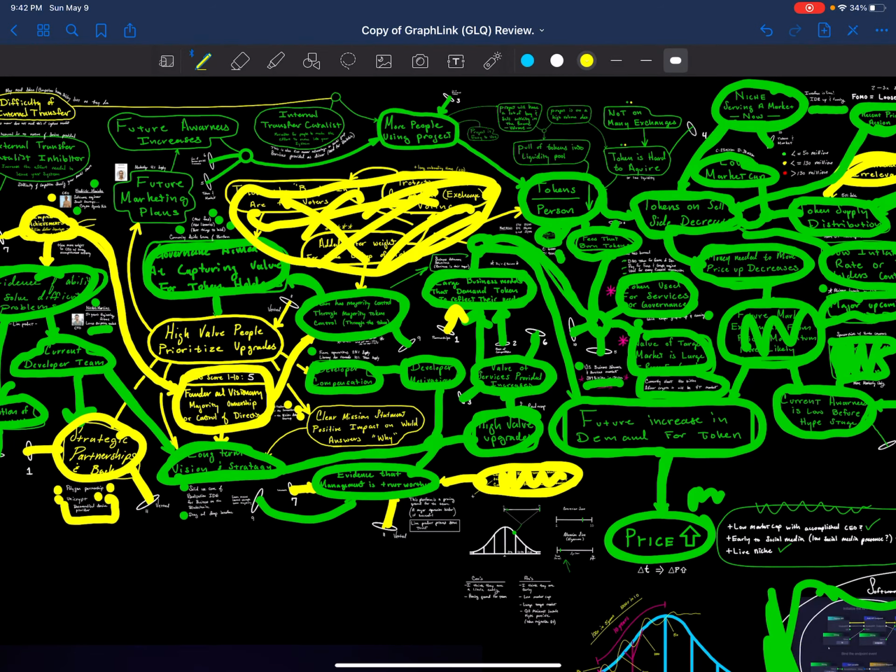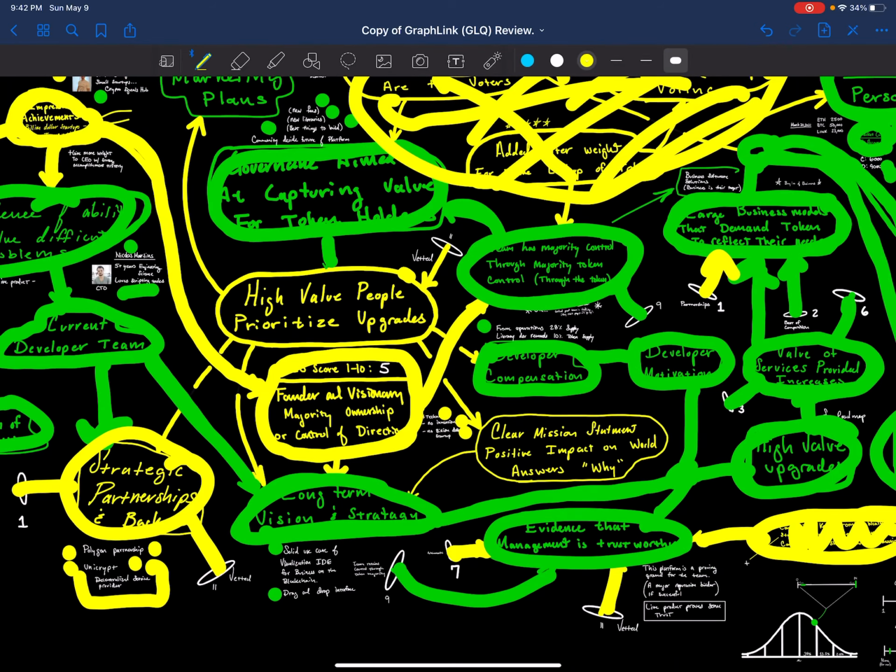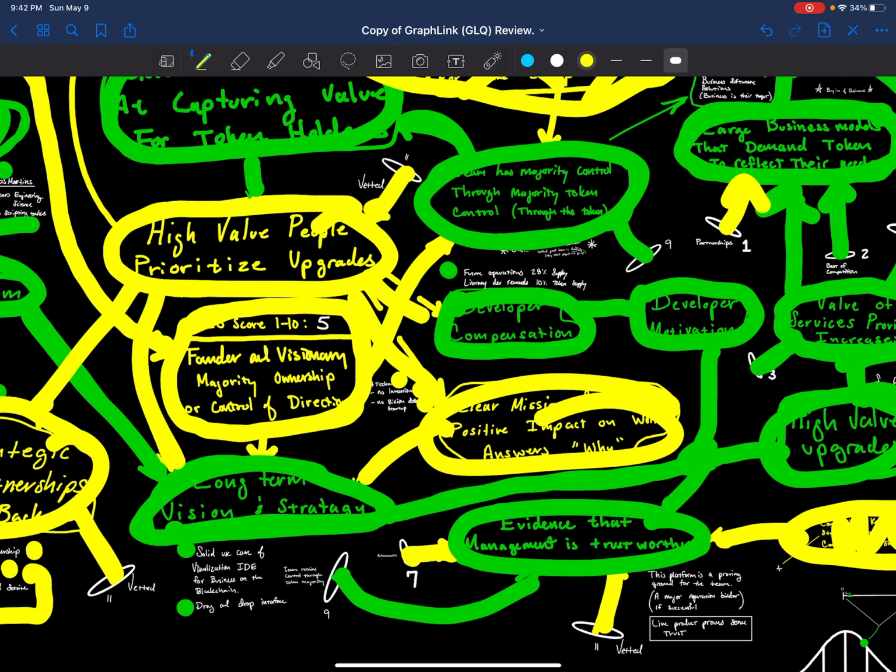Not to mention, they're not super greedy with the token distribution. The token distribution is actually halfway decent. And this is a microcap. So this thing is a very good find. Very good find. Very, very good find. Clear mission statement, not that important.